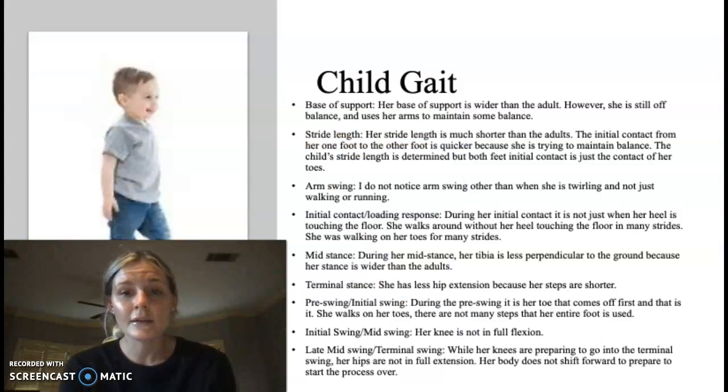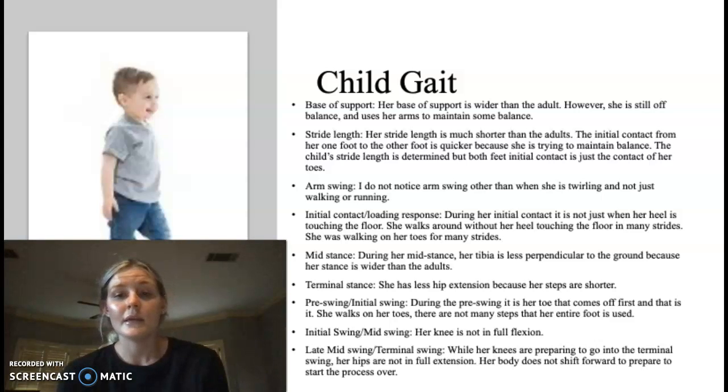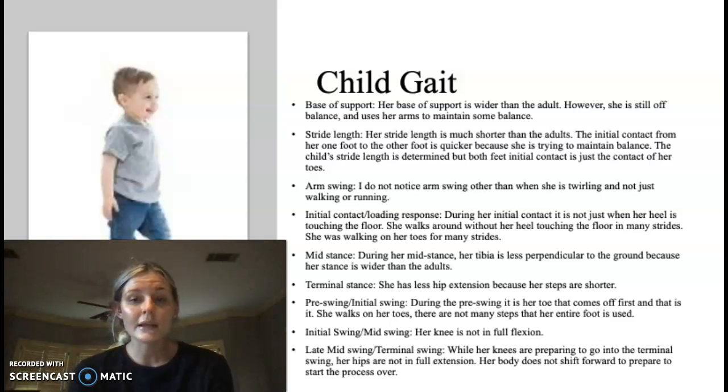For child gait, his base of support is wider than the adults. It's still not as wide as the toddlers. He uses his arms to maintain his balance. His stride length is a lot shorter than the adults, and his initial contact is quicker because he's trying to maintain his balance. As far as his arm swing, there's not very much arm swing going on as far as when she's twirling around and when she's not just walking or running.